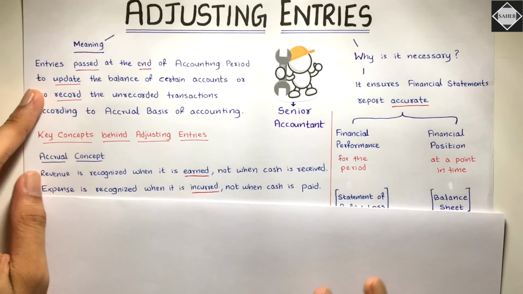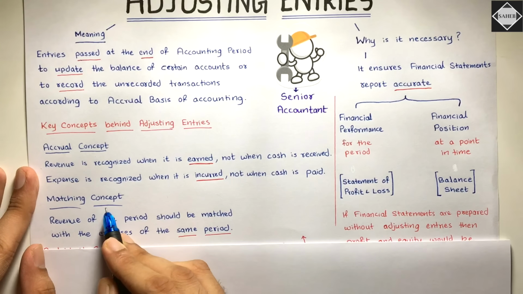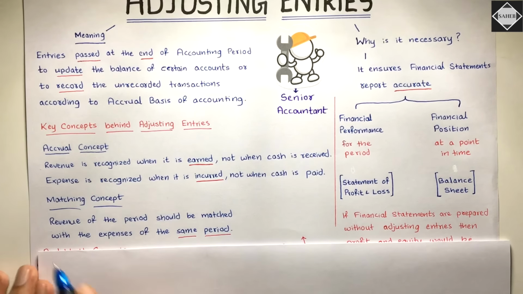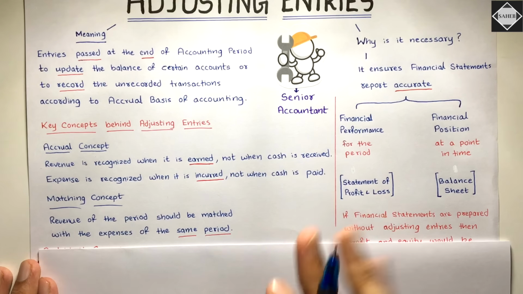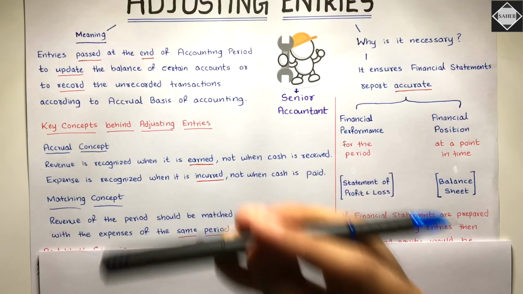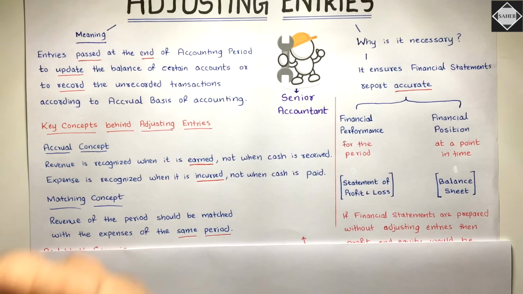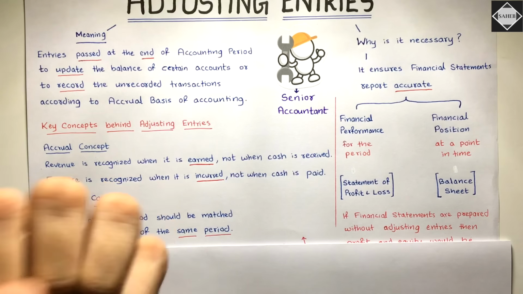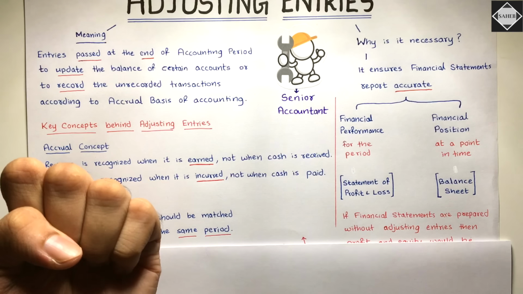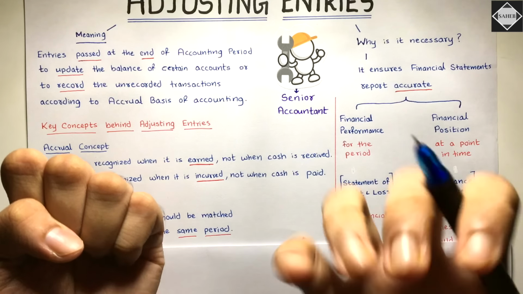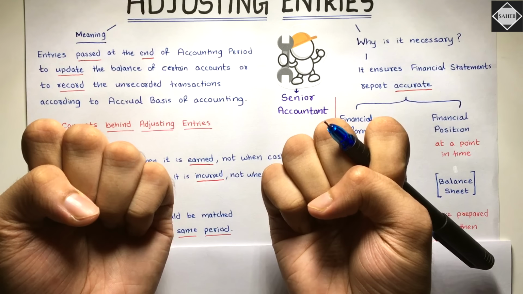That's cash basis. Then we have the matching concept in this. What does matching concept say? Matching concept says that revenue of the period should be matched with the expenses of the same period. For example, let's just say you sold 50 pens. Then what you have to do, you have to take the revenue, the sales of those 50 pens, in your income statement or in your statement of profit and loss as revenue. You have to recognize that, and at the same time you have to take the cost of those 50 pens only. The cost of goods sold we call it, or purchases.